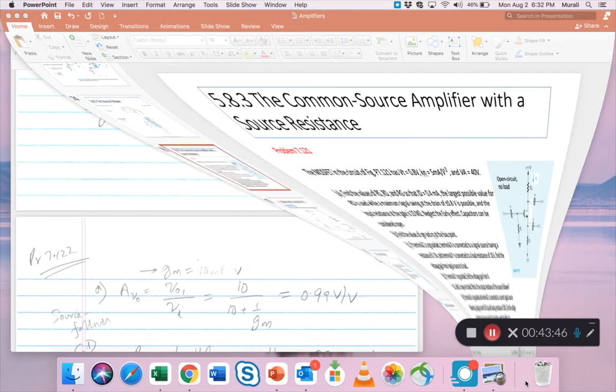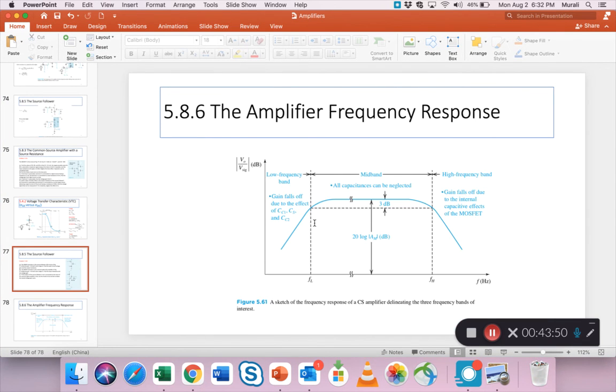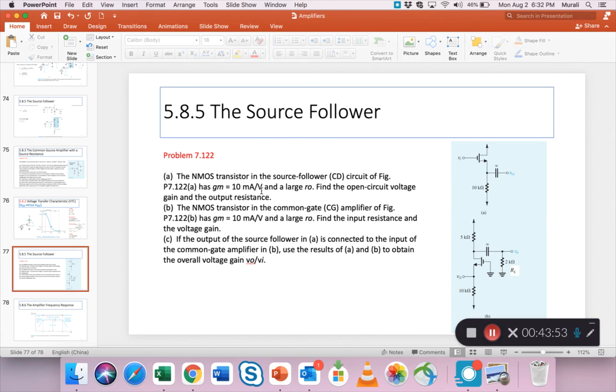Okay, I have a few more minutes to do the last problem, which is the source follower. So you have two circuits. One of them is a source follower, another one is a common gate, CG. And he does something interesting. He takes this source follower output and connects it to the input of the common gate. Remember, this has a low output resistance, this has a low input resistance. If they are connected, then what happens to the overall voltage gain? That's what needs to be found. Okay. So pretty straightforward application, but interesting.